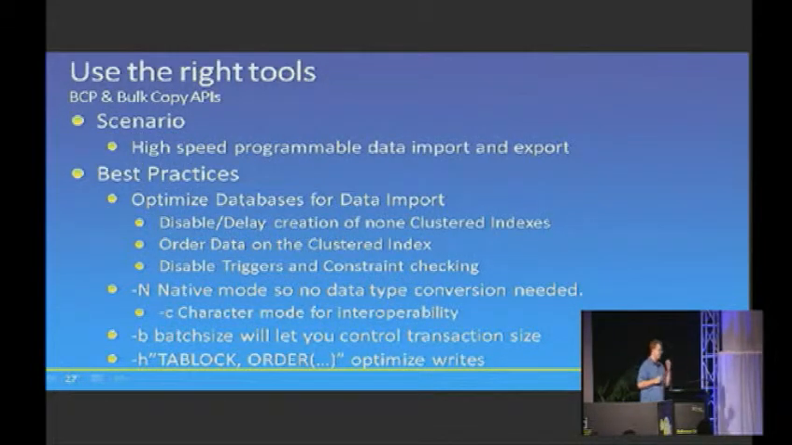We also have something called the bulk copy API, which is pretty much the same thing as BCP. One of the best practices we say is to disable or delay the creation of a non-clustered index, and to order the data. We have extensive guidance up on the team blog on the best practices you should follow for getting data into the system.